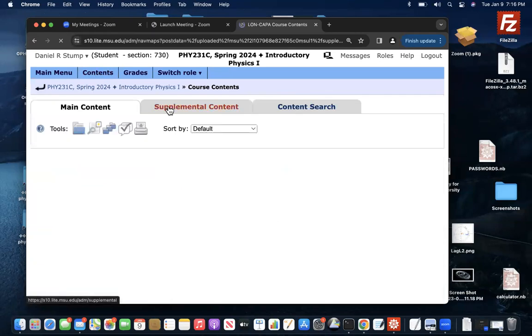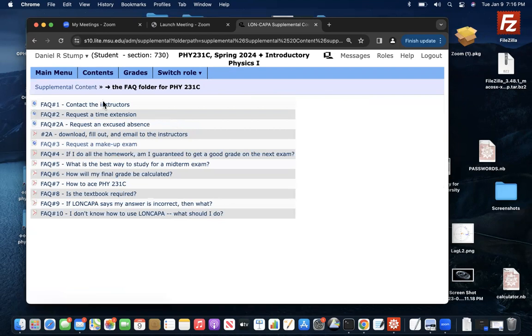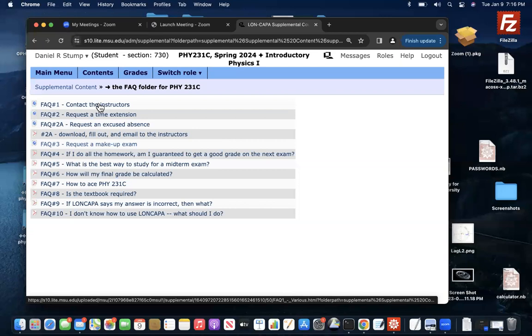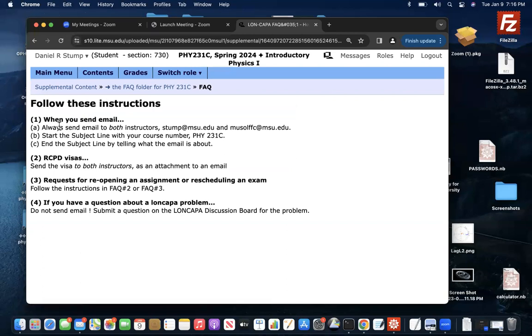All right, so let's see what's also in the supplemental content. There's the FAQ folder. FAQ number 1 is how to contact the instructors. The most important thing there is, if you're going to send email to the instructors, always send it to both instructors. Here are their email addresses. And put the course number in the subject line and tell what it's about in the subject line. You have to send us your RCPD visa if you have one.